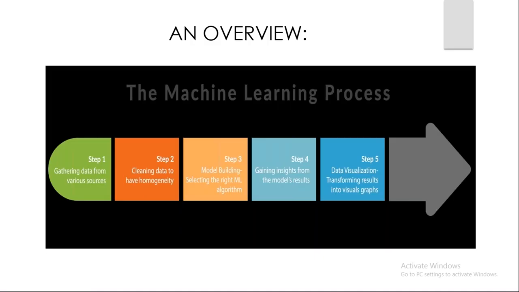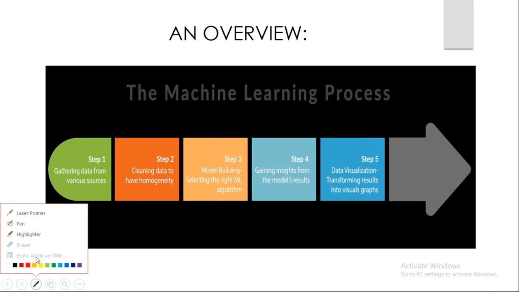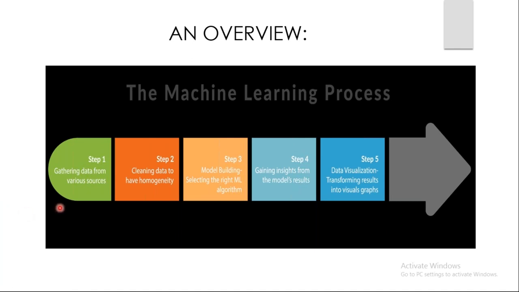So, to be precise, this is the overview of the machine learning process. Initially, as step one, we will be gathering the data from various resources. This can be image data, text data, or numerical data. It can be of any type. We will be gathering the data from various resources available.